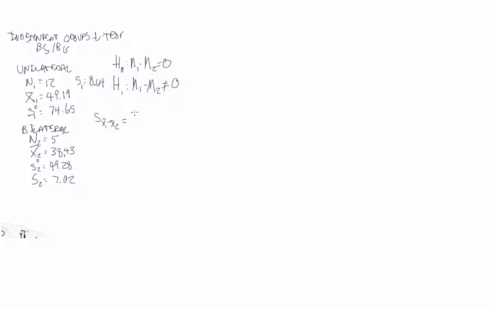The formula is n1 minus 1 times the variance for group 1 plus n2 minus 1 times the variance for group 2 over n1 plus n2 minus 2 times 1 over n1 plus 1 over n2, all under a root sign.